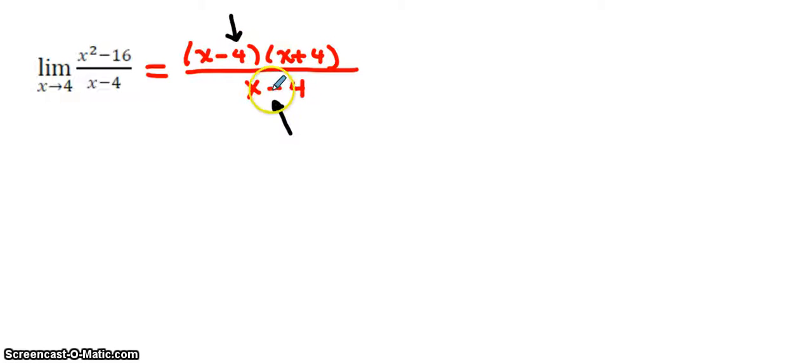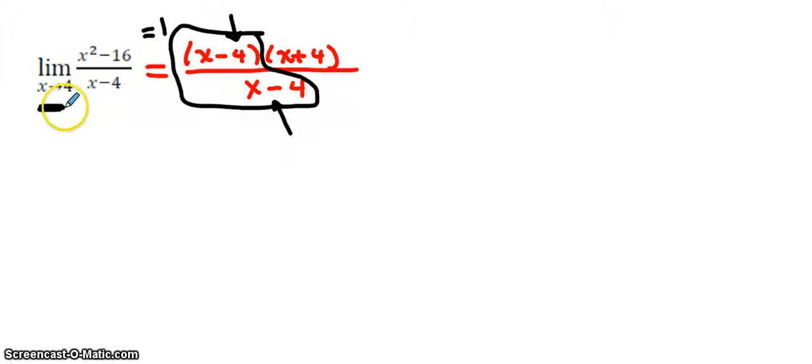(x - 4)/(x - 4) is equal to 1, and that's why we can cancel, because basically this part right here is equal to 1, except when x is equal to 4. But remember that when we calculate limits, we don't care what happens at x equals 4. We only care about what's happening as we approach x equals 4.